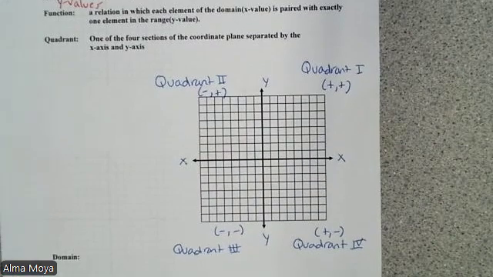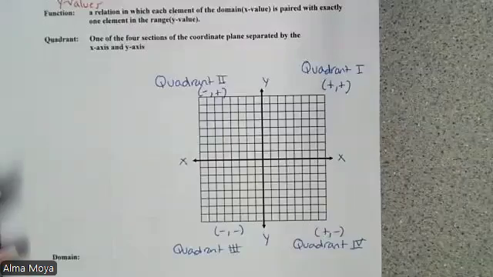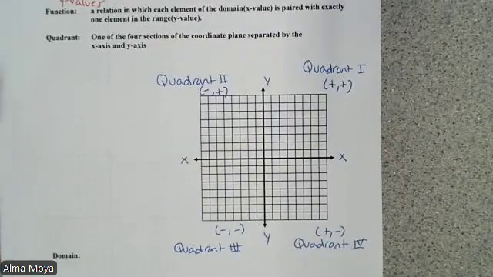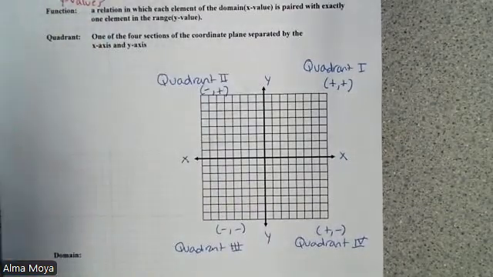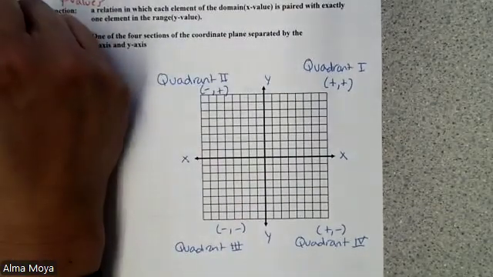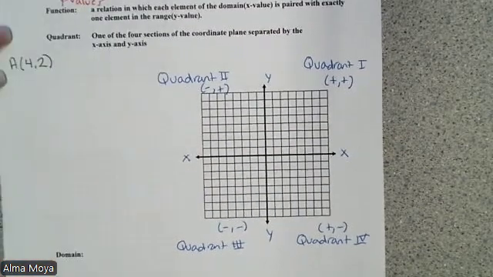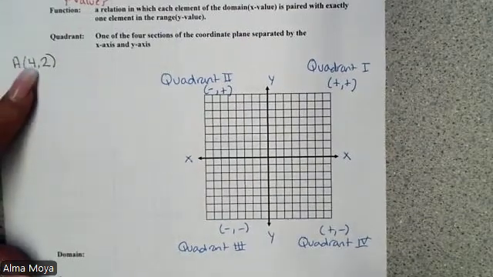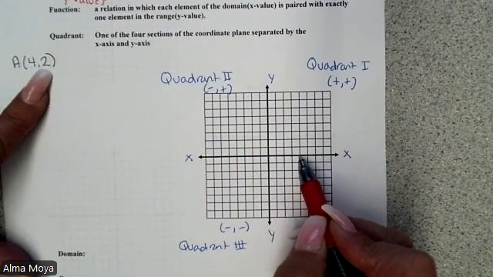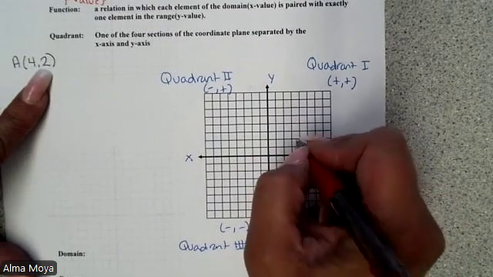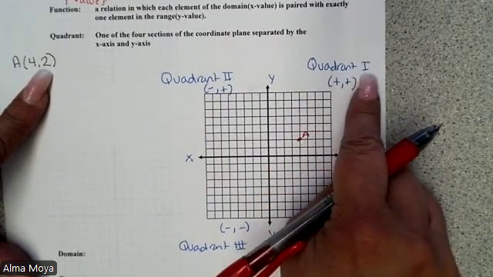I'm going to give you guys a list of some points that I want you to graph. And I want you to tell me which quadrant they are in. Okay, so let's go ahead and graph point A. Point A is going to be at the point 4, 2. So that means that the X coordinate is 4. So on the X, I'm going to go to 4. So there's 1, 2, 3, 4. The Y coordinate is 2. So 1, 2. That's going to be point A. That is in quadrant 1.